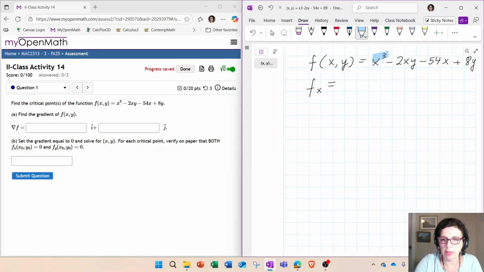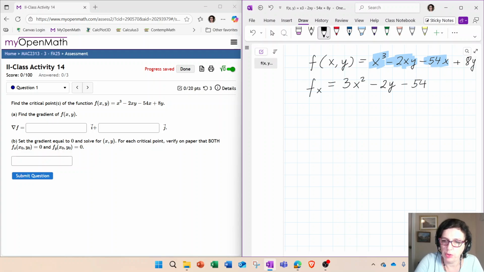Let's only highlight terms that have x in them, because everything else will drop out since we consider y as a number. So this will become 3x squared minus 2xy with respect to x. Think of 2 and y as both being a constant multiple, so it's like 2y multiplied by x. How do we take the derivative of kx? That's just k, like 5x is 5. So 2yx is just 2y. And then minus 54, because that's the regular derivative.